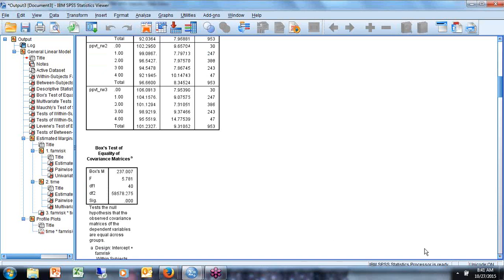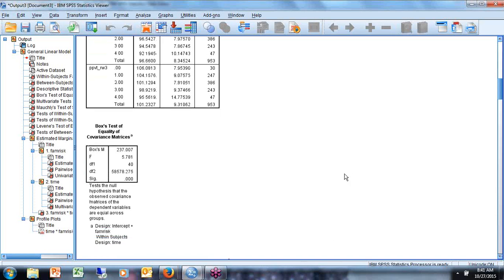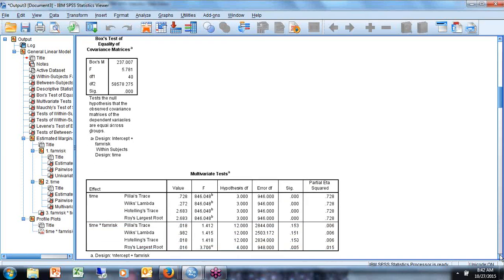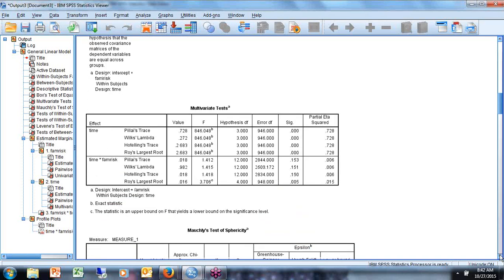The Box's M test is the homogeneity of variance covariance matrices. It is very sensitive. This indicates that we have rejected that assumption. We're going to proceed anyways. We know that this procedure is very sensitive, and there are ways in which we can address it, but we're going to ignore it for this example. So the area that we're going to attend to, we're going to skip the multivariate interpretation.